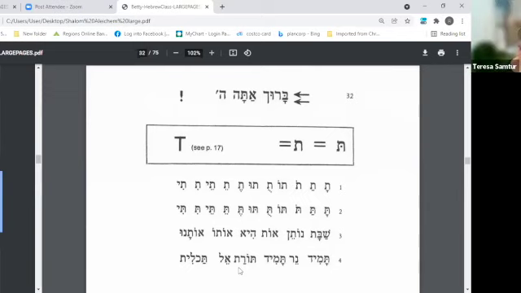Torah. What's the root in this word? Possessive, the Torah of God. It's another way of writing God's name.